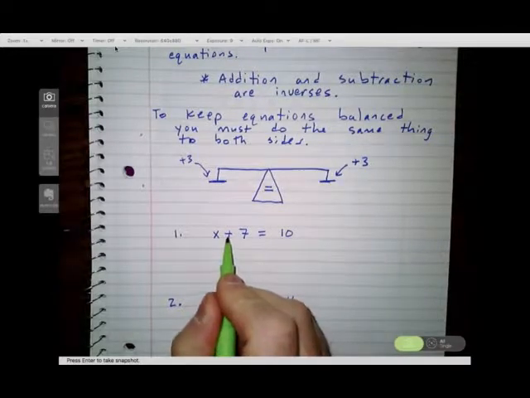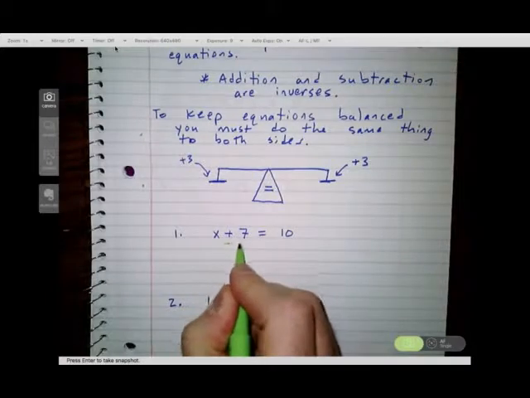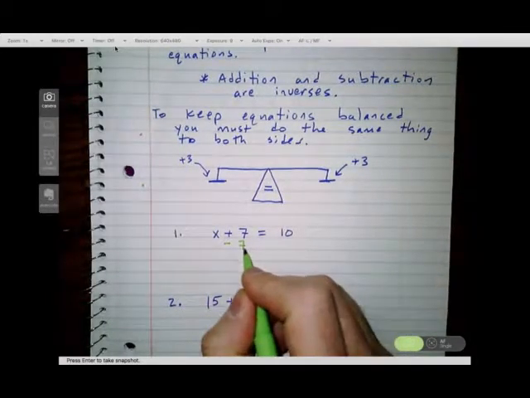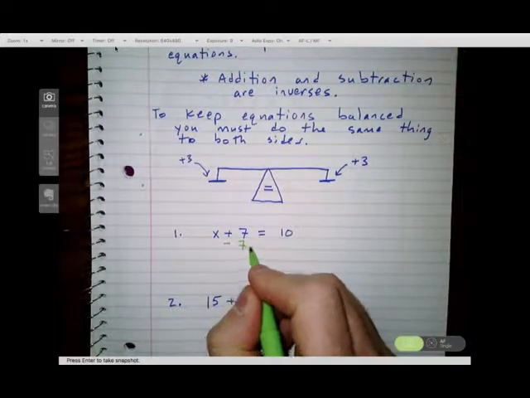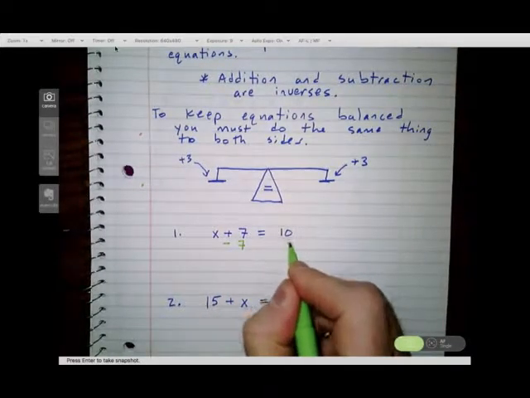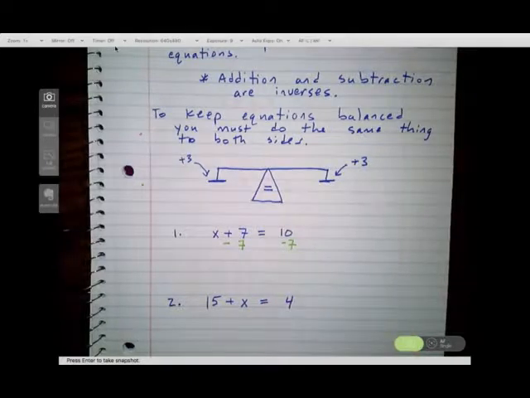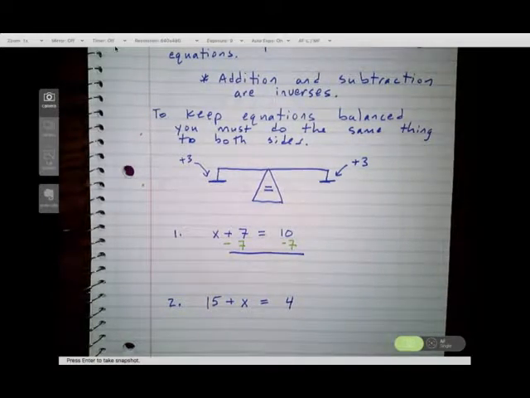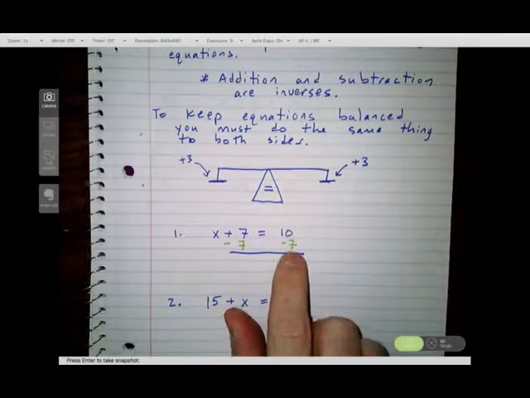Here I am, adding 7. To undo adding 7, I subtract 7. If I subtract 7 on this side of the equal sign, I have to subtract 7 on that side too. This is what I mean by one step. To solve these, we're going to do one thing: we're either going to add a number or subtract a number to both sides. It will get more complicated later, but for now, just one thing. So take away 7 and take away 7.